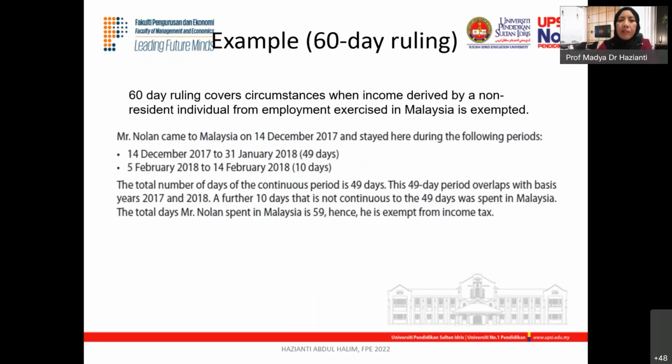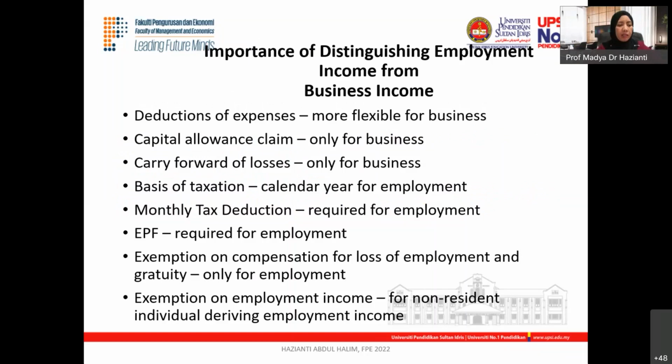Alright, example: the 60-day ruling. You must remember last week we looked at resident status, and there is the 60-day ruling. So income derived by a non-resident individual from employment exercised in Malaysia is exempted, right? Someone from overseas, a foreigner, comes here, works here, gets income in Malaysia, but works less than 60 days. So, not taxable. I'll skip this because we already looked at it last week.